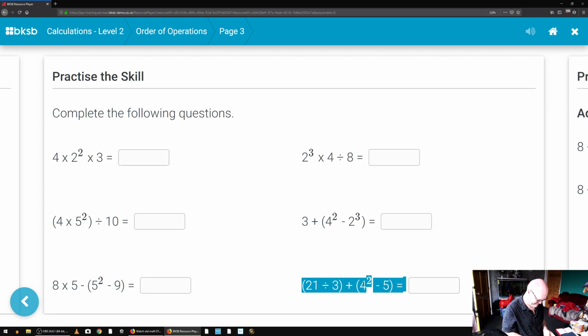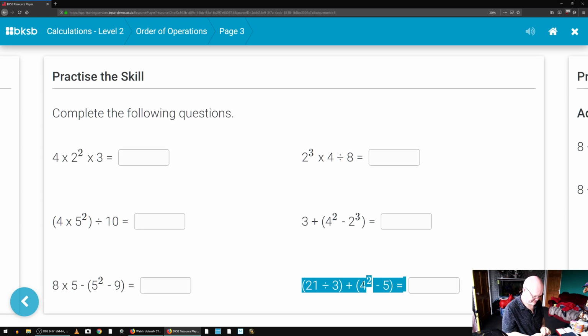So let's type that in my calculator exactly how it is on screen. 21 divided by 3 plus 4 power of 2 minus 5. I don't even know why I'm doing this. It says syntax error. Well, that wasn't any good then, was it?